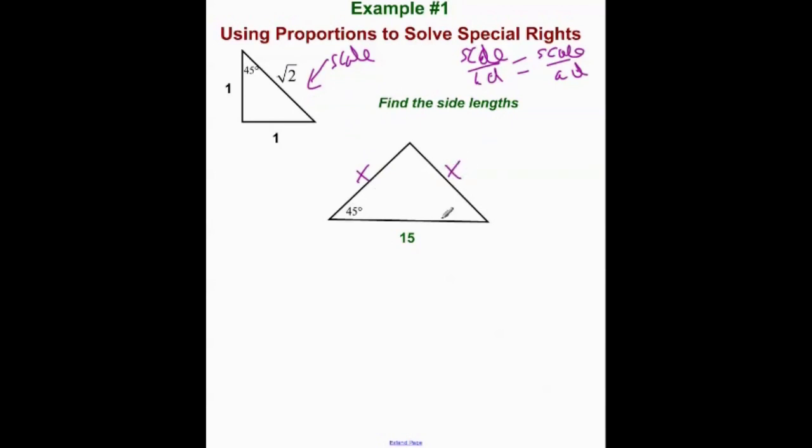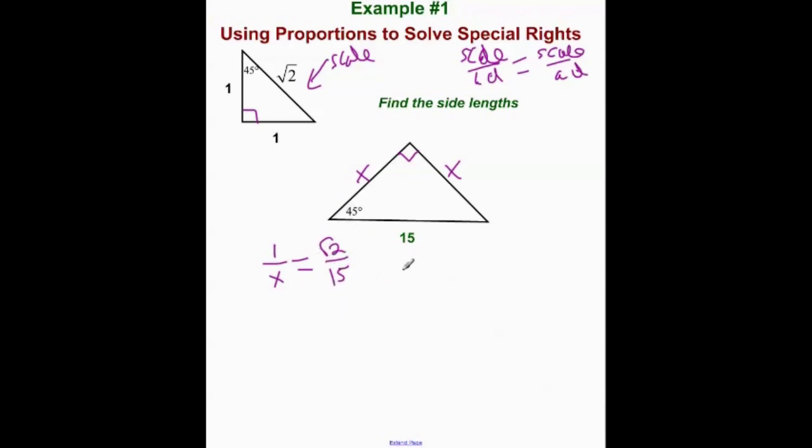I know they're both the same because this is an isosceles right triangle. I didn't put that in there. I should have. There we go. And that needed to be right there. Okay. So we're just going to find x. So I'm going to compare 1 over x, scale over actual, is equal to radical 2 over 15.